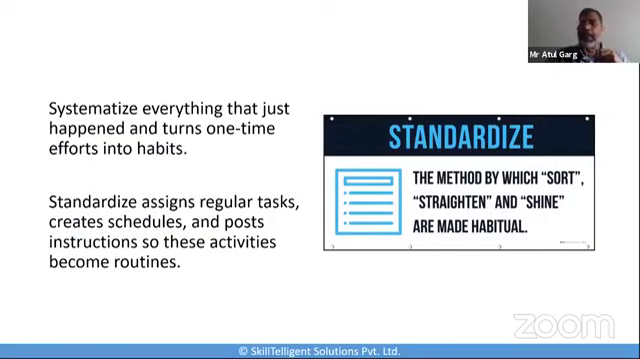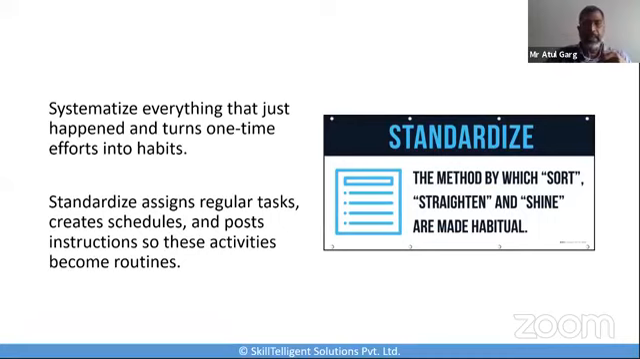The fourth one is standardize. This method is to standardize the process used to sort, order, and clean the workspace. It systemizes everything that has just happened and turns one-time efforts into habits. In other words, it is a method by which sort, straighten, and shine are made habitual. Okay. Standardize assigns regular tasks, create schedules, and post instructions so that there are activities, and these activities become the routines. They no longer remain a one-time event or a short-term project only.